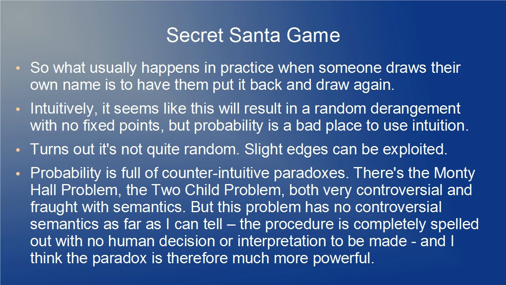There's the ever-popular Monty Hall problem, the two-child problem, both very controversial and fraught with semantics. But this problem has no controversial semantics as far as I can tell. The procedure is completely spelled out with no human decision or interpretation to be made, and I think the paradox is therefore much more powerful.